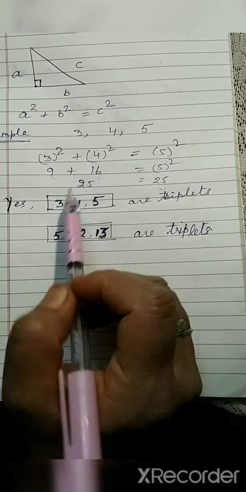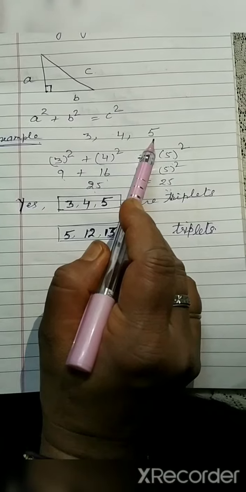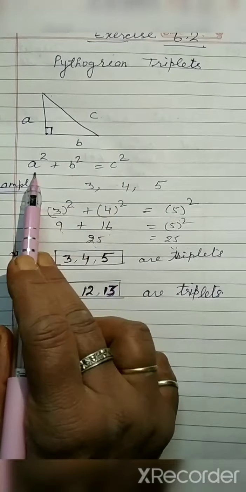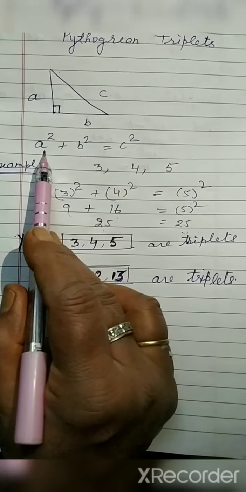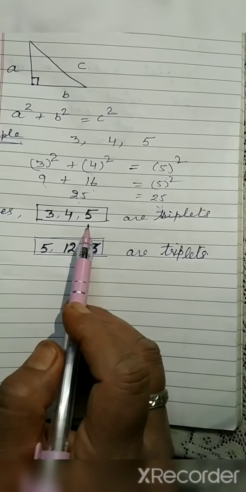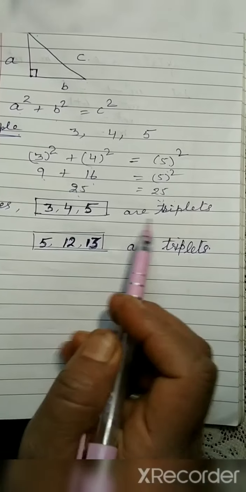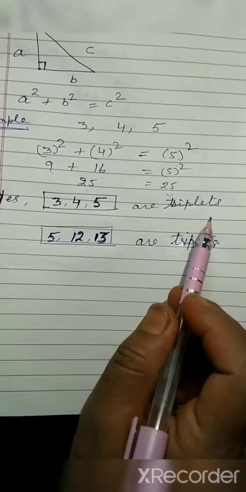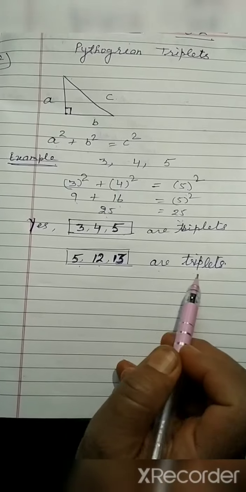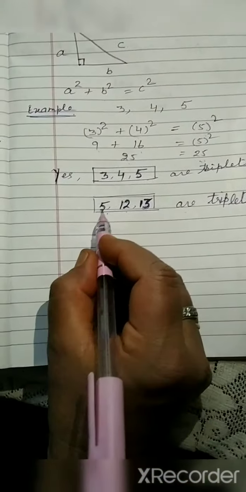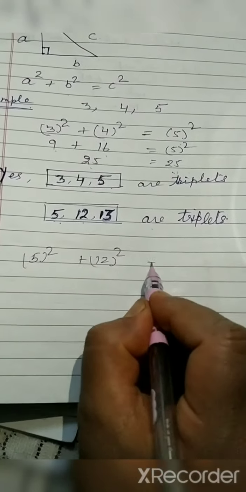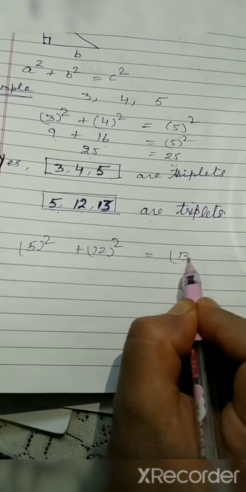So these three numbers 3, 4, 5 satisfy the Pythagorean theorem, a square plus b square is equal to c square. Then this set of three numbers is called a Pythagorean triplet. So 3, 4, 5 is one example of a Pythagorean triplet, and 5, 12 and 13 are also a Pythagorean triplet. Just see, 5 square and 12 square must be the square of 13.